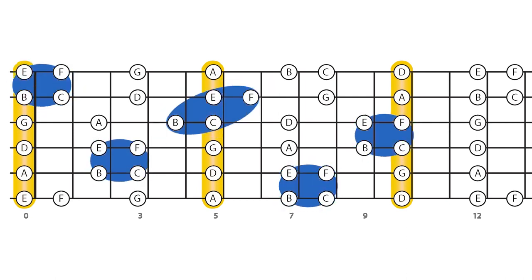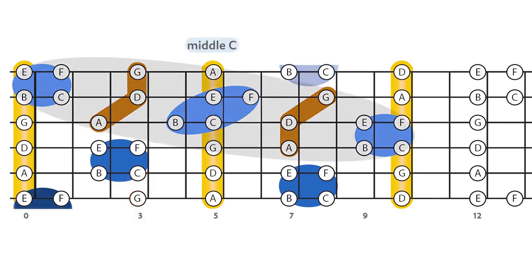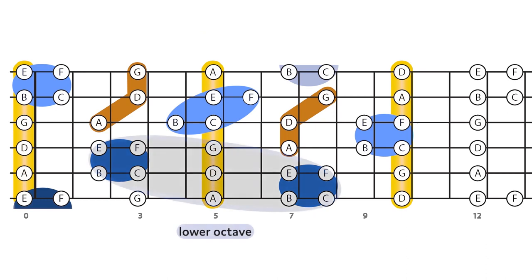The half steps form their own pattern. Then all we have left are 2 instances of the notes A, D, and G, and a lone G. Middle C cuts a diagonal path across the board. Likewise, C an octave below and above.